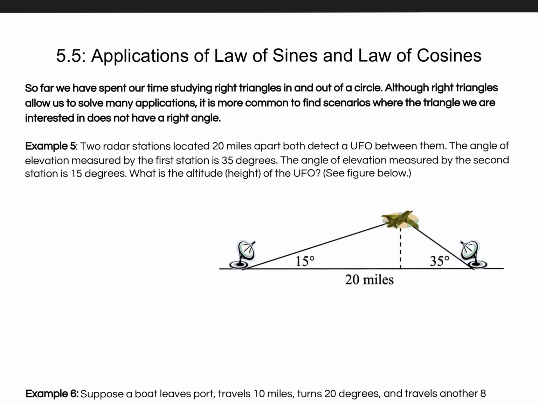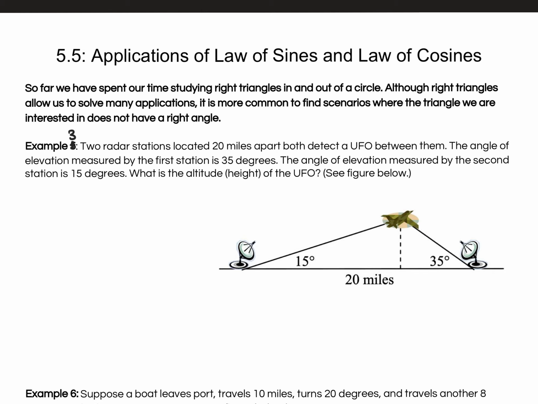Up until now, we've spent a lot of time studying right triangles, both in and out of our circle, our unit circle. Although right triangles allow us to solve many application problems, it's more common in life to actually find scenarios where the triangle we are looking at isn't a right triangle. So we'll look at a couple of examples here, and we're going to find that because these are not right triangles that we're dealing with, we're probably going to have to use either law of sines or law of cosines, and we're going to have to figure out which one is best for the scenario that we're in. So this is actually example 3.